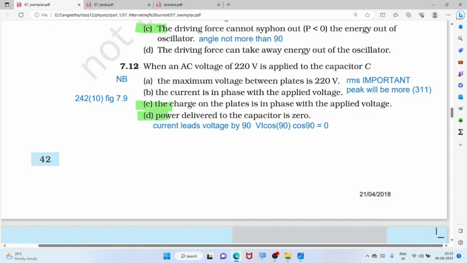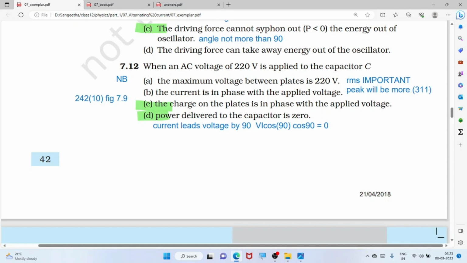The current, this is important. This is AC voltage, that is RMS. They are saying maximum voltage 220, but it will be more than that. The current is in phase with the applied voltage, or leads voltage by 90 in the capacitance. So this is also wrong. This is also wrong.